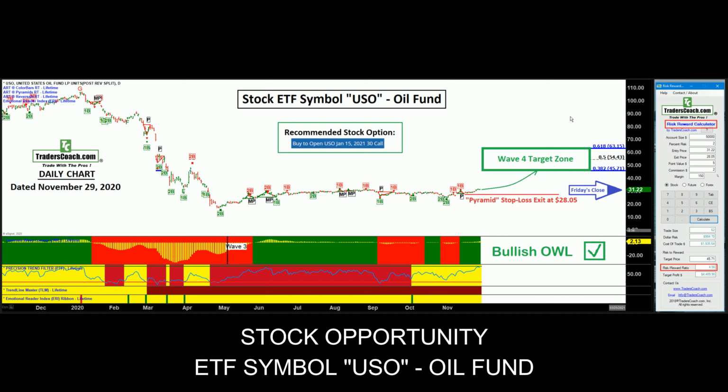We think it's not necessarily one we'll be in forever, because when it reaches the wave 4 target zone, we expect bearishness to come in and the market actually to sell off again, believe it or not. So we are just trying to ride this up with the momentum into the wave 4 target zone. That target zone again is between $45.71 all the way up to a possibility of $63.15. So that's the stock opportunity for this week.